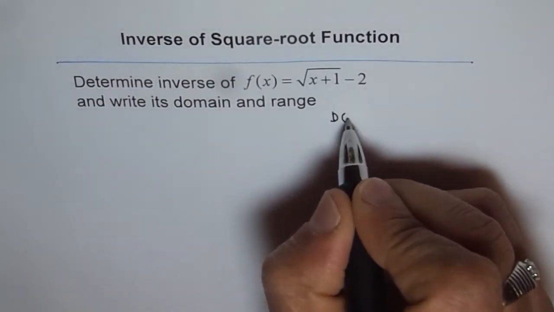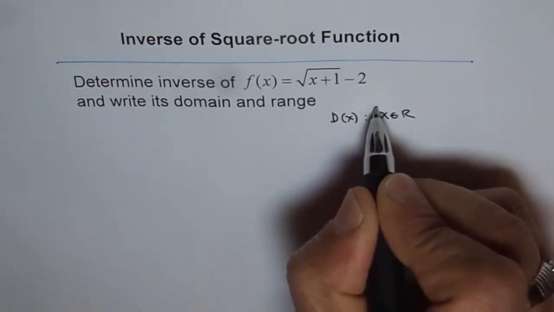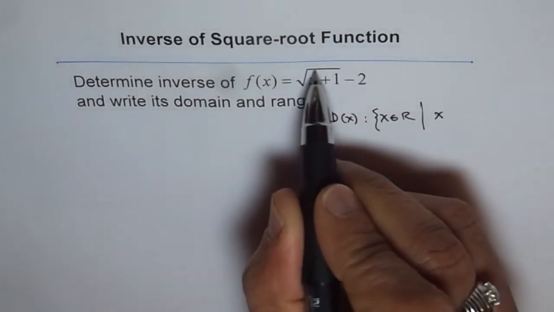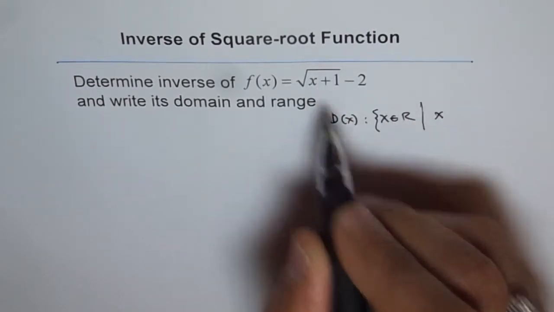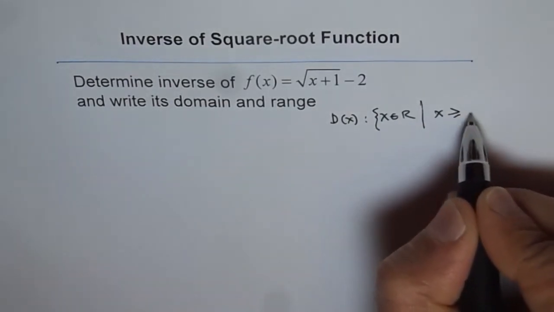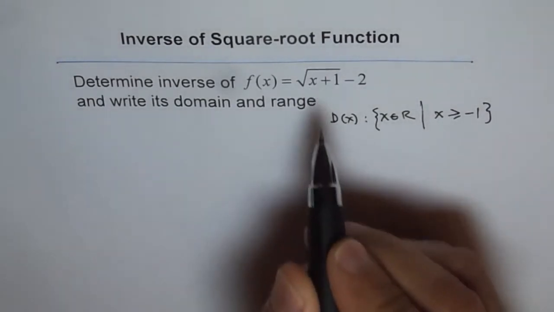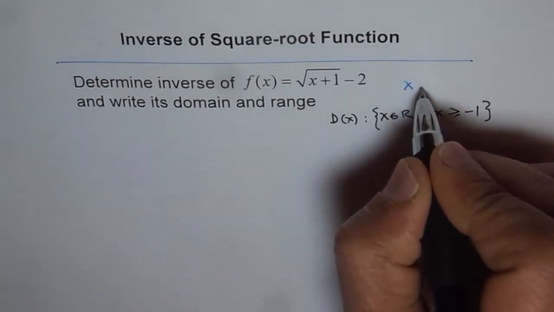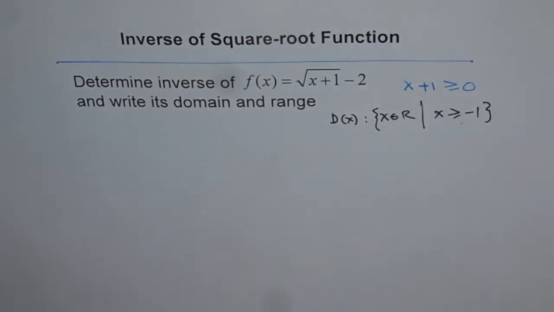So the domain for the function is x belongs to real numbers, where x should be how much? The quantity inside the bracket can be non-negative only, right? It can be 0 and positive. That means x is greater than or equal to minus 1, right? How do you get it? You can solve the inequality x plus 1 greater than or equal to 0, and you'll get your answer, right? Simple as that.